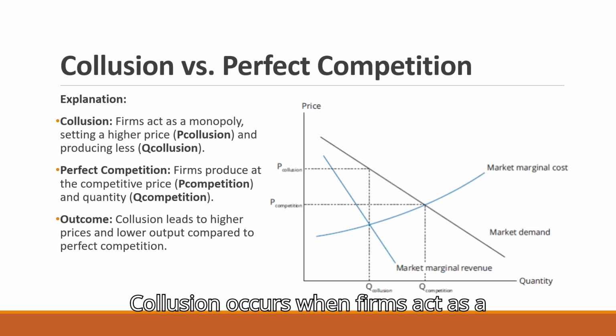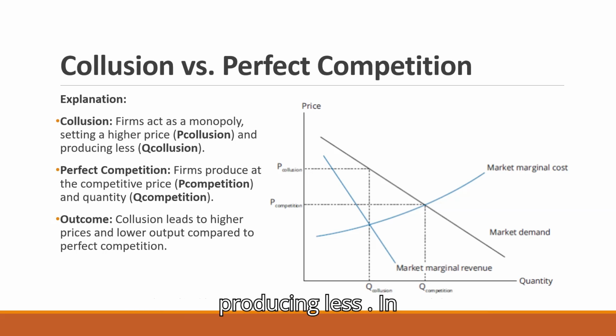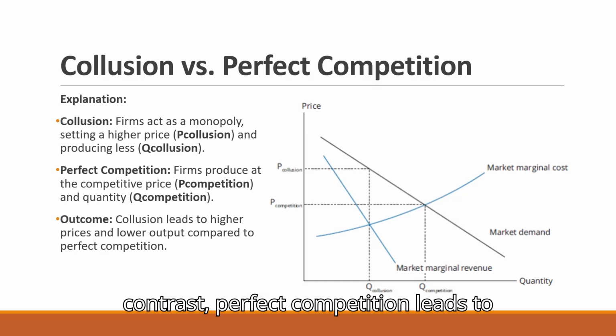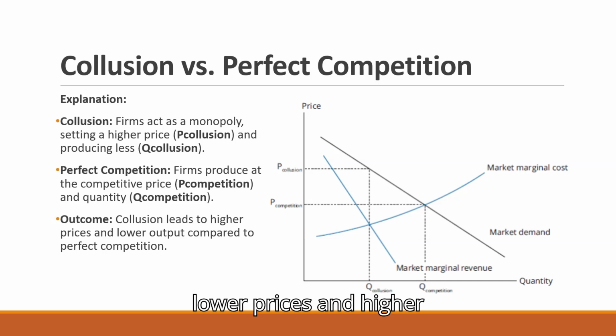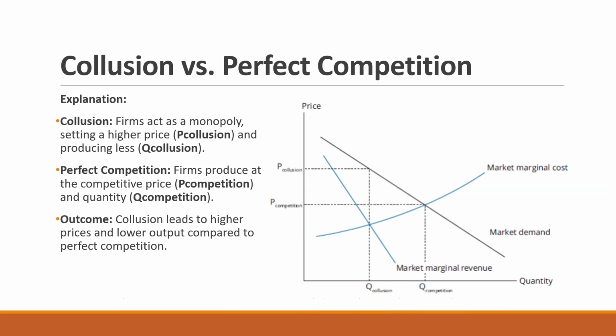Collusion occurs when firms act as a monopoly, setting a higher price and producing less. In contrast, perfect competition leads to lower prices and higher output. Collusion harms consumers by raising prices and reducing output.